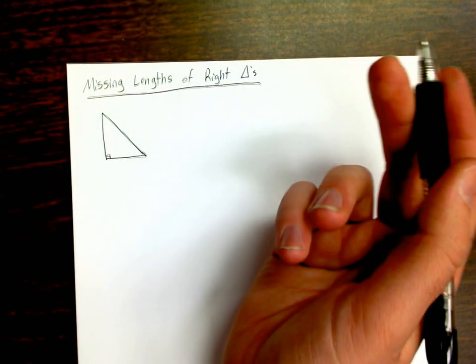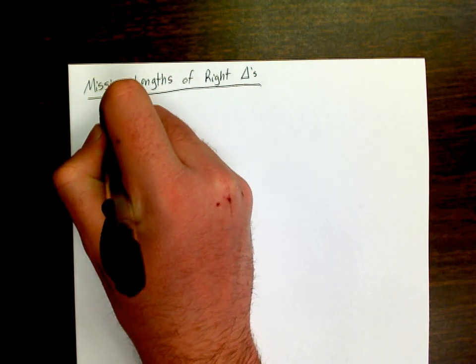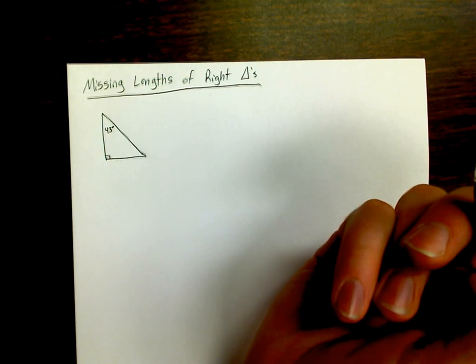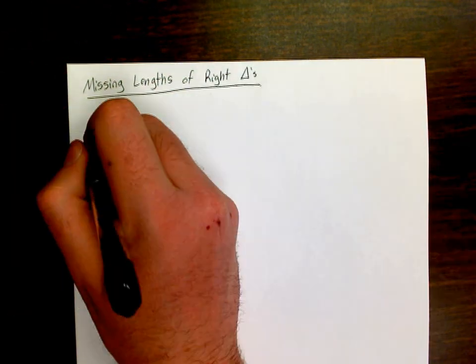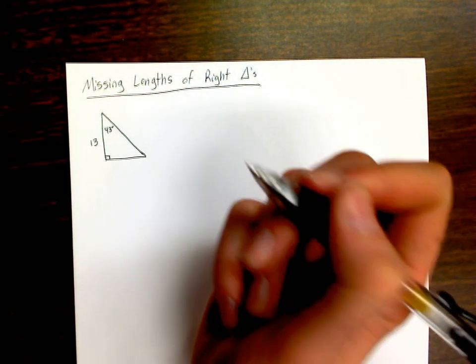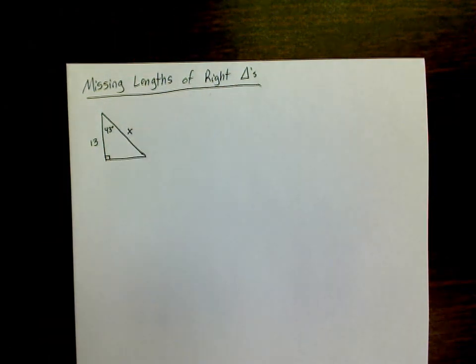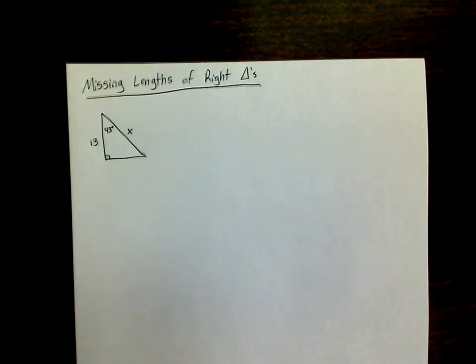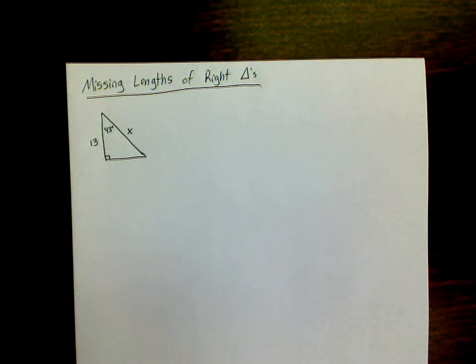So the first thing that I have to give you, though, is an angle. Let's say that this is 43 degrees. And let's also say that I gave you this side. Say this side is 13. And I'm asking you to find a missing side, call it x. Okay? So there's a process that I want you to write down to approaching these. And it comes in 3 steps.